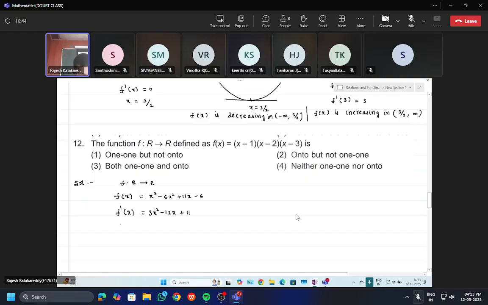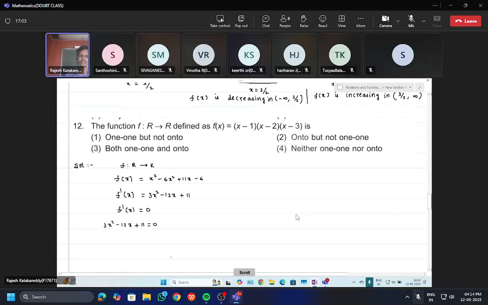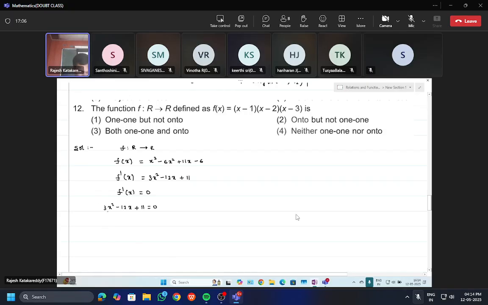Right? So next, after finding f dash of x, we will equate that to 0 and find the stationary values where the first derivative is 0. If I do that, I'll get 3x square minus 12x plus 11 equals 0. Now let us calculate the roots of this quadratic equation using the quadratic formula. I guess, can we split the middle term here? I think we need a product of 33 and a sum of minus 12. I don't think I have anything. What do you guys think? Can we split the middle term here?